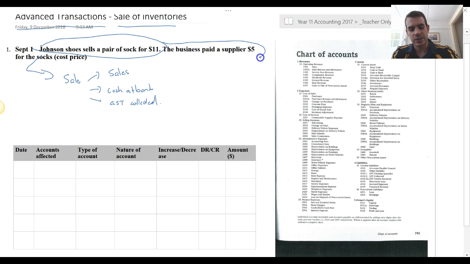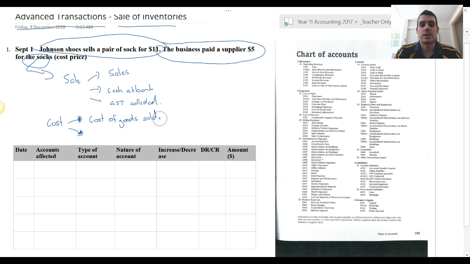The second half of the transaction says the business paid $5 to the supplier for the socks, so we need to account for that as well. So I'm going to put here the cost. So how do we account for the cost of the socks? Well, two accounts are affected here, and they are cost of goods sold, which is an expense account, and our inventories. Inventory or our stock levels. Our stock's reduced because we've sold some of our stock. Alright, so they're the 5 accounts that are going to be affected in this transaction.